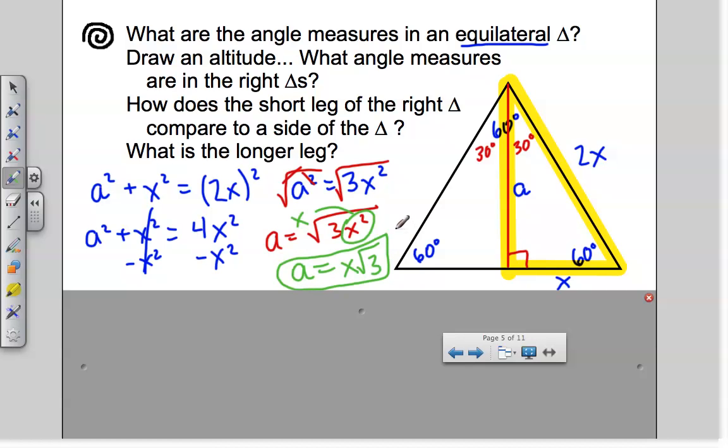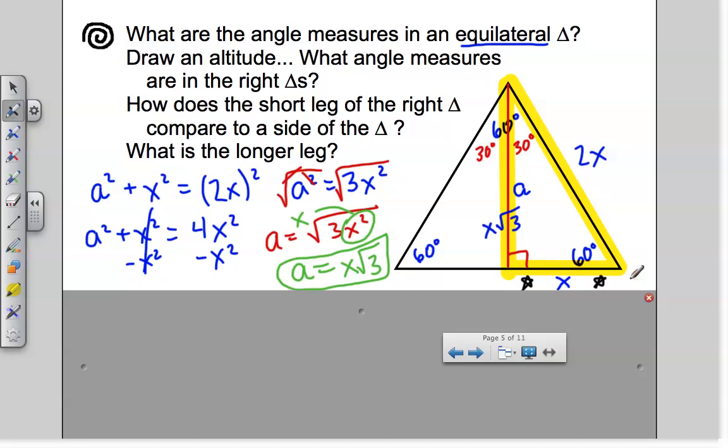Remember how it was x times square root of 2 for a 45, 45, 90? This is x times square root of 3 in a 30, 60, 90 for that long leg, which was the altitude, the height of the original triangle. Very cool. Again, if you know just one side in a 30, 60, 90, you can find all three. The short leg is your most important side, because once you have that, you can find the others very easily. So I'll put some stars here, and do that on your shortcut sheet.